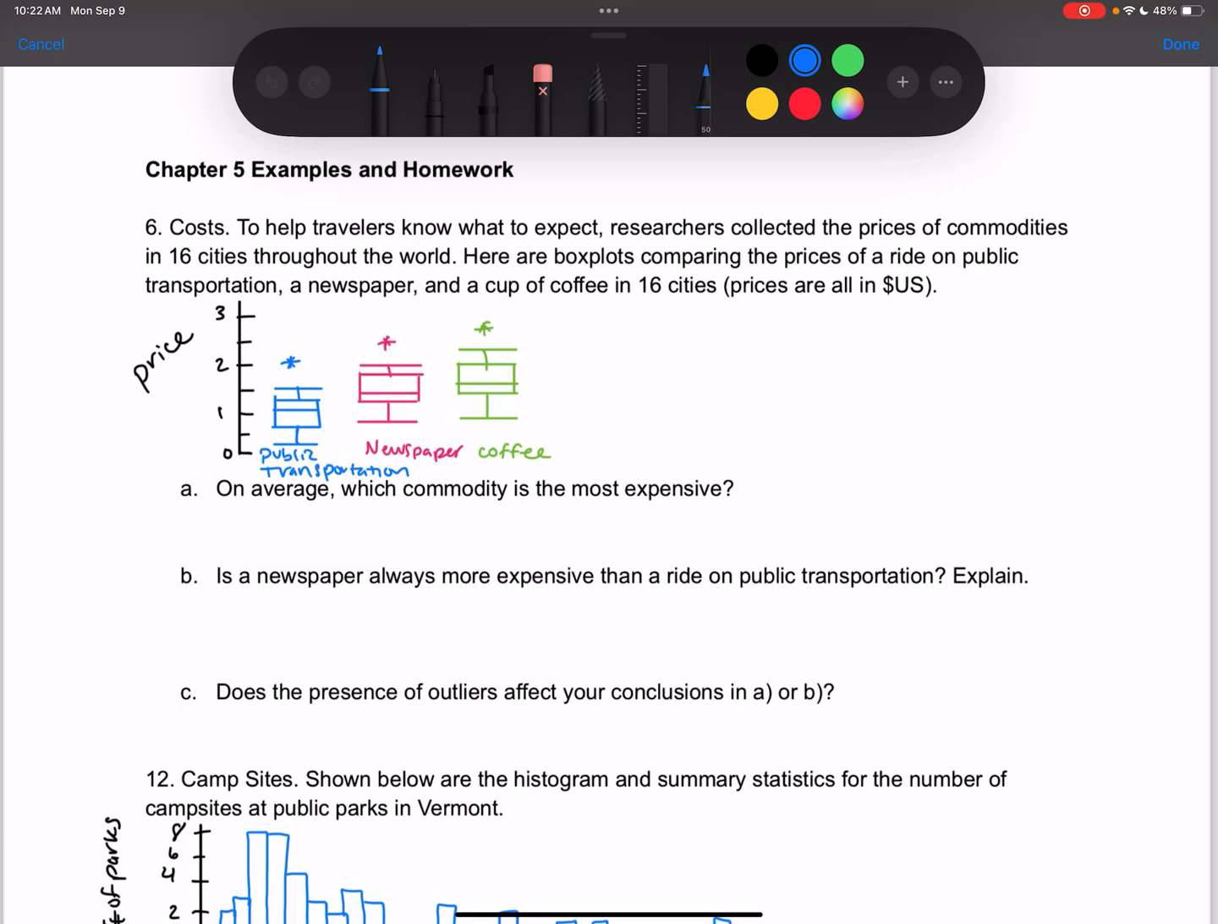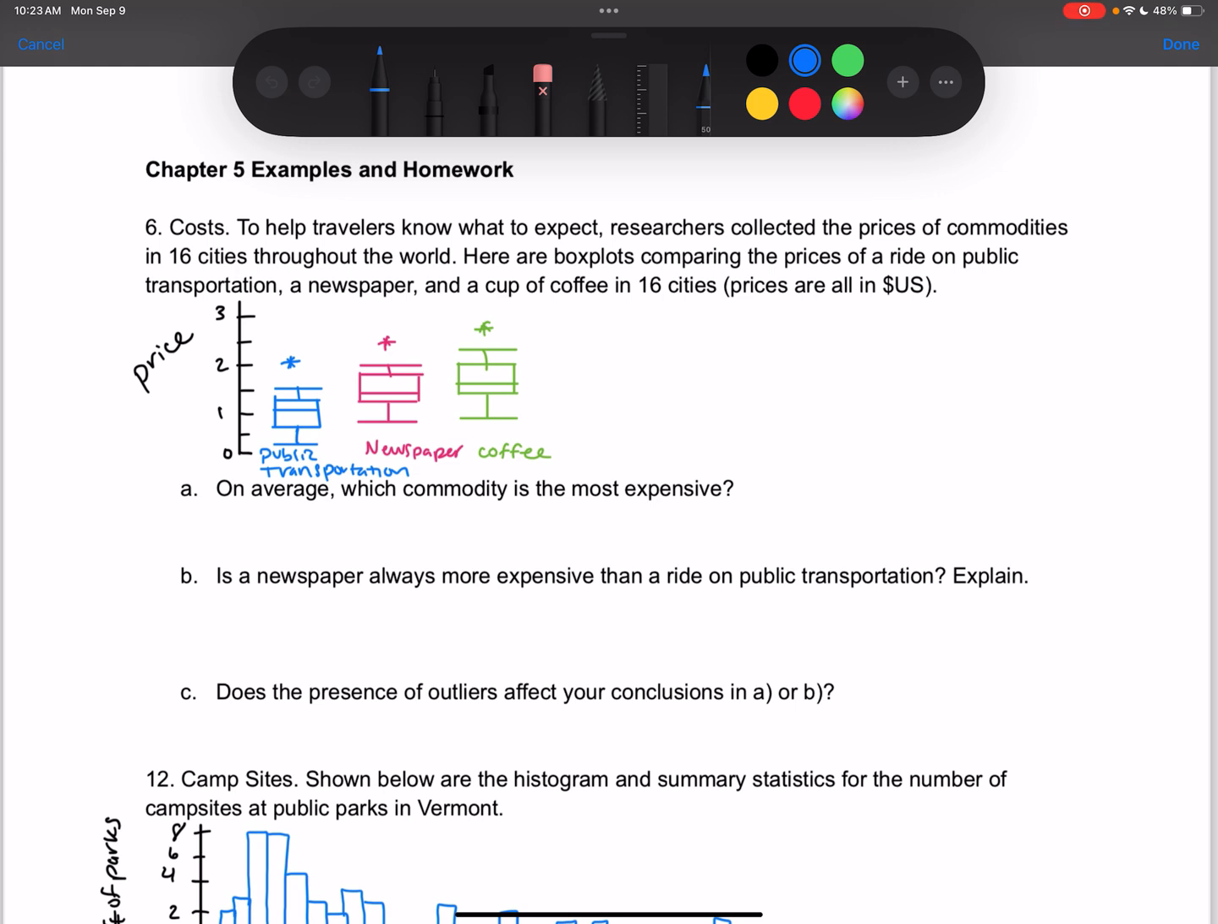Okay, so to help travelers know what to expect, researchers collected the prices of commodities in 16 cities throughout the world. Here are box plots comparing the prices of a ride on public transportation, a newspaper, and a cup of coffee in 16 cities. All prices are in US dollars.